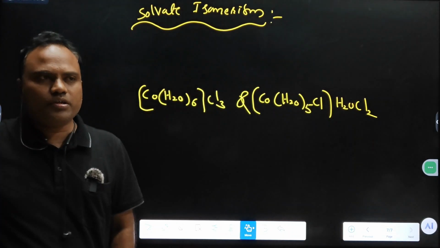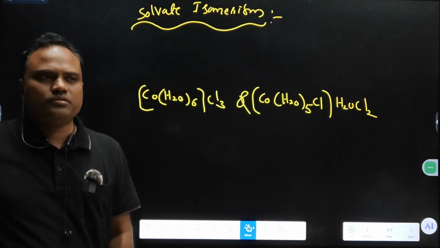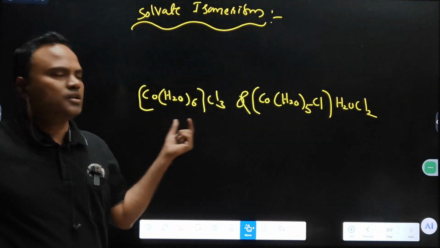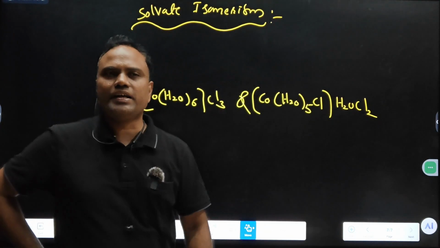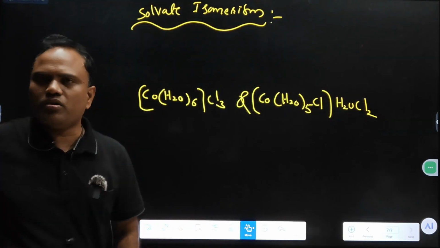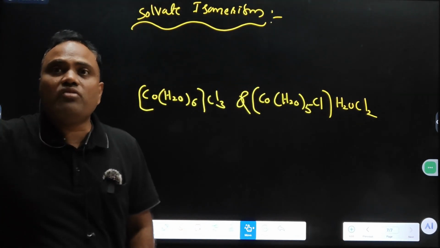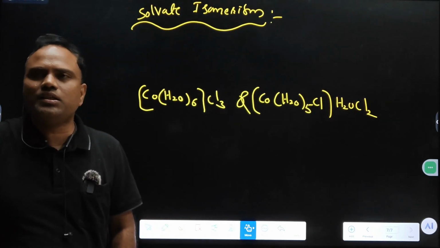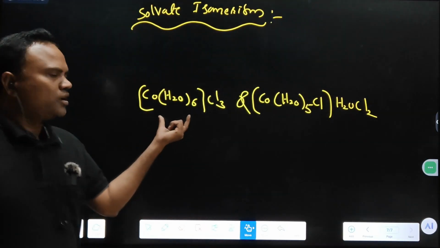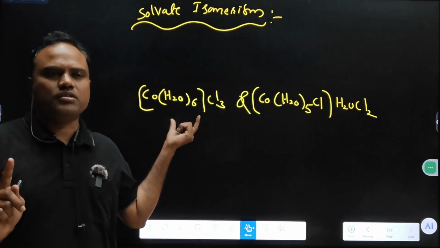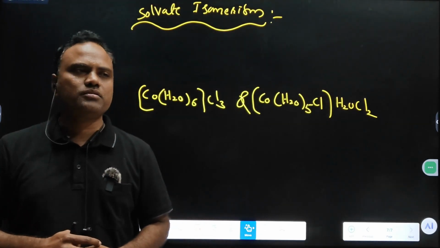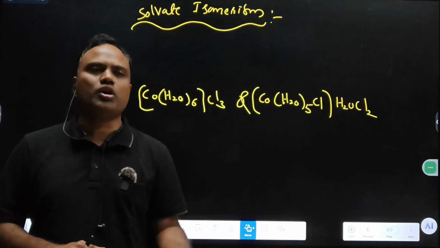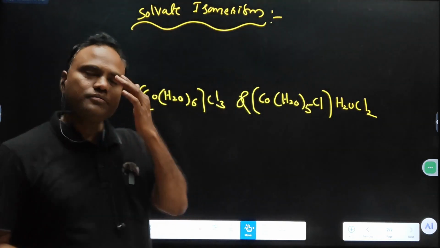But the water molecules, the solvent molecules which act as ligands, are different. Here 6 water molecules act as ligands. Here 5 water molecules act as ligands. Complexes with the same molecular formula but differing in the number of water molecules which act as ligands. Here how many water molecules are acting as ligands? 6. Here, 4.